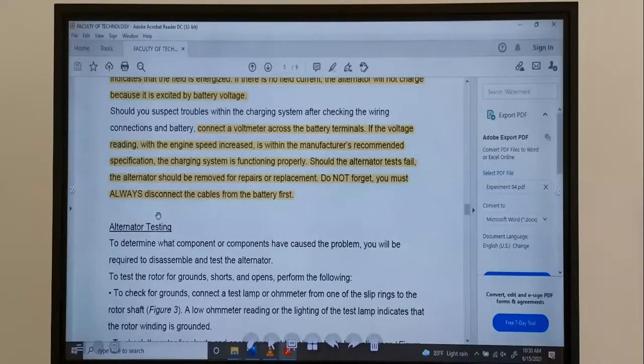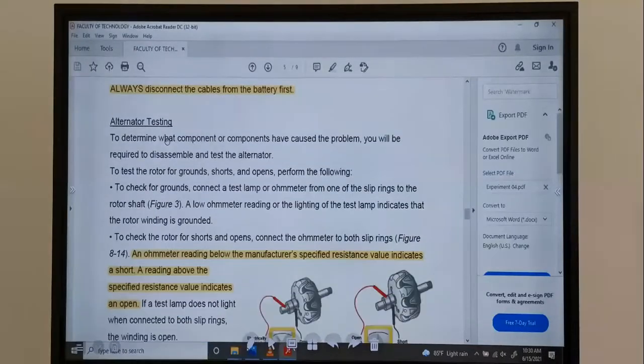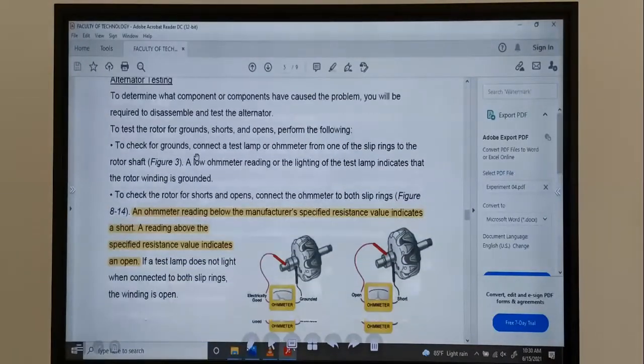Should the alternator test fail, the alternator is removed for repair or replacement. When you remove the alternator, it is a very important thing: first, you have to disconnect the cable of the battery. Then you can remove the alternator.